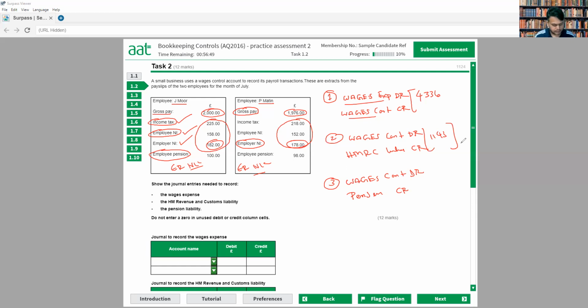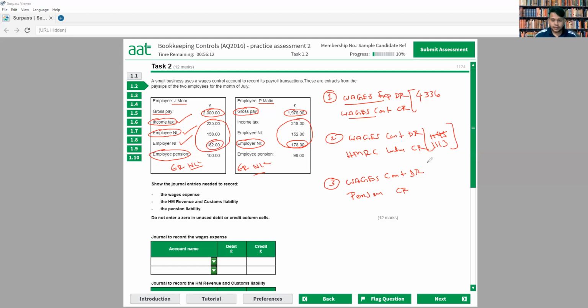1143, or let me double check again. So we have 225 plus 158 plus 182 plus 218 plus 152 plus 178. Sorry, it's 1113, not 4. So 1113. Make sure you add it carefully with your calculator, because this exam will be marked by the computer. So if you write the wrong figure, you will lose the marks.